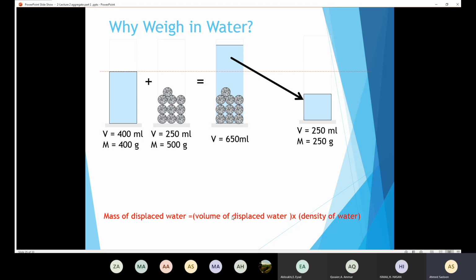But we know that the volume of displaced water here is similar to the volume of the aggregate, right? So we know that the volume of the water is the same as the volume of the object, and the object here in this case is the aggregate. We can say that the mass of the water represents the volume of the object times the density of the water. So if I know the mass of the water, I will be able to know the volume of the object times the density of the water. So remember this. Here I have the volume of the object times the density of the water.